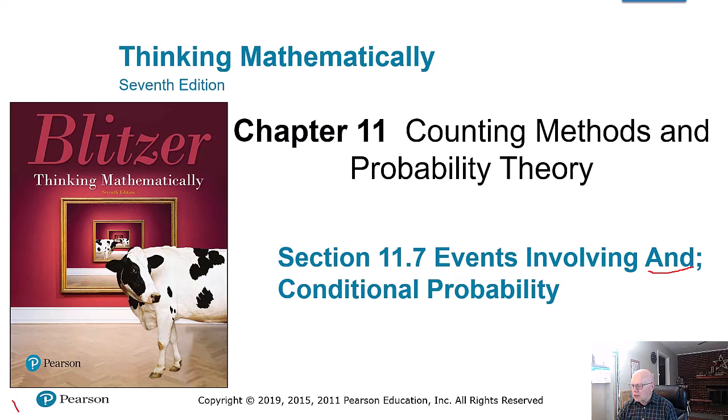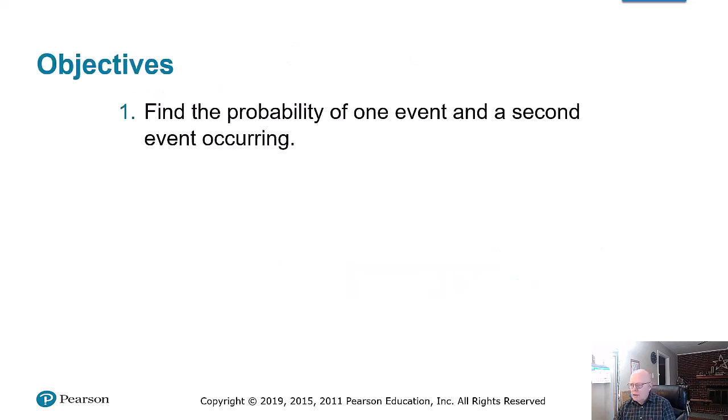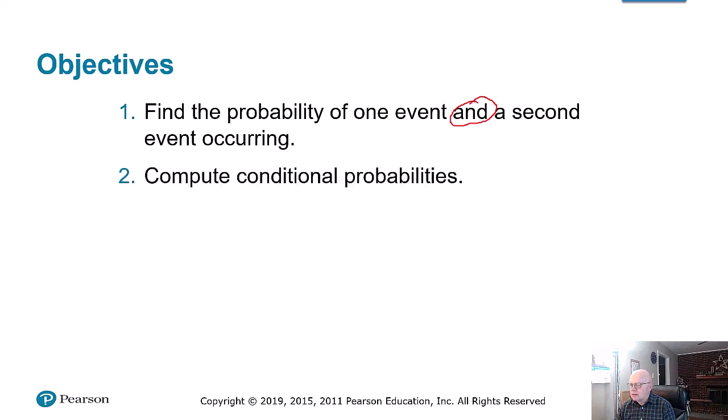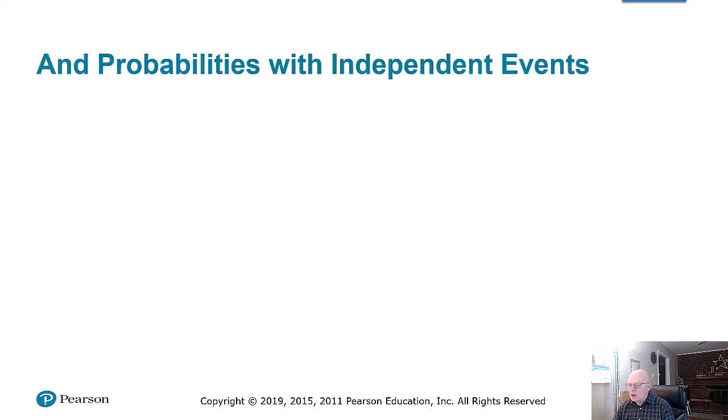And we'll talk a little bit about conditional probability. If it sounds complicated, it really isn't, especially when you're working with tables. So find the probability of one event and the second event occurring. Notice the word and. Compute conditional probabilities, that's the second objective, and here we go.